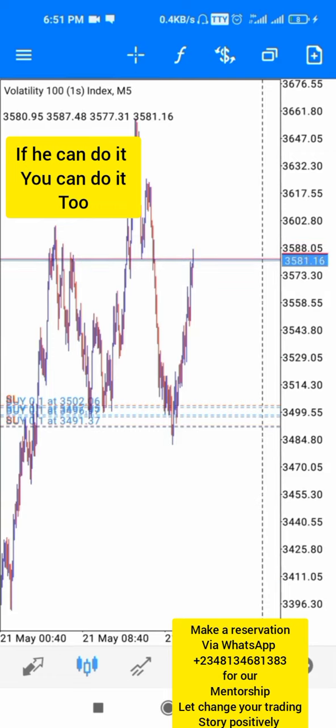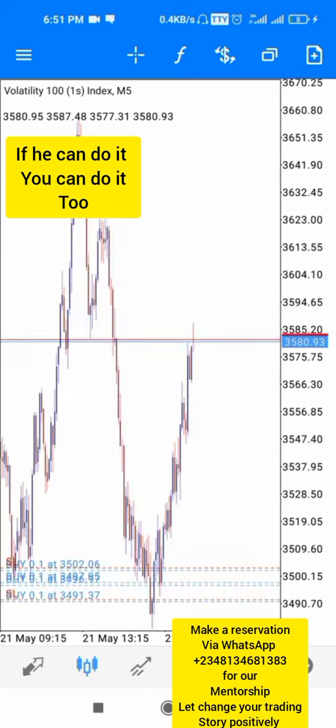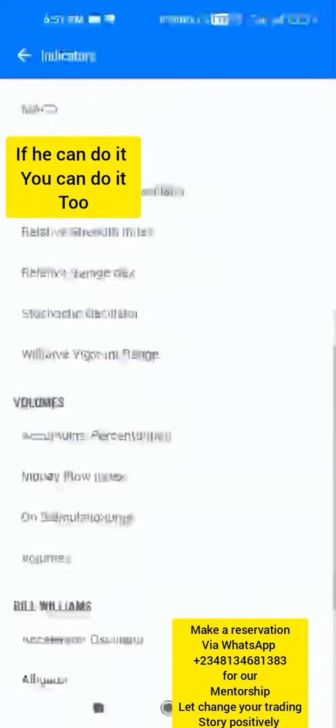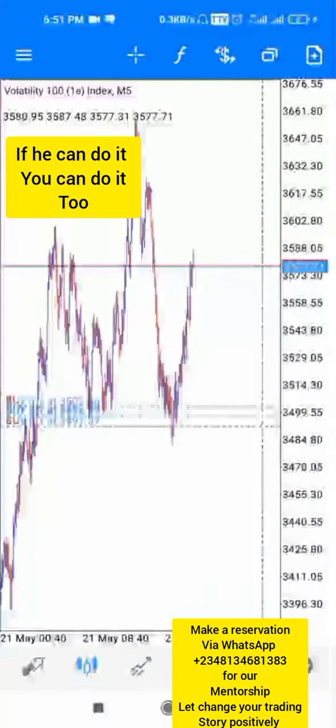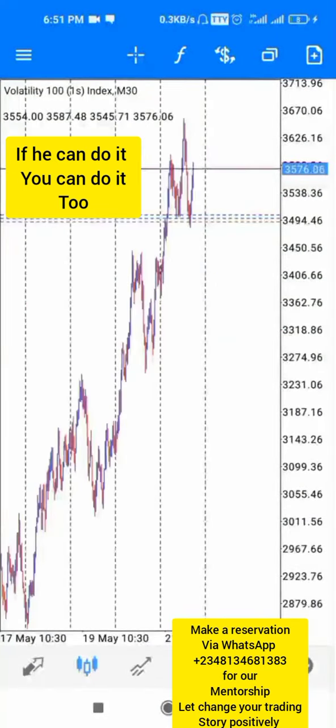Don't panic too much about your trading, like, "My money, what if it retraces?" Though I was holding a market here currently, I don't use any indicator. You see, there is no indicator for me. I don't use any indicator, just the price action, nothing else.